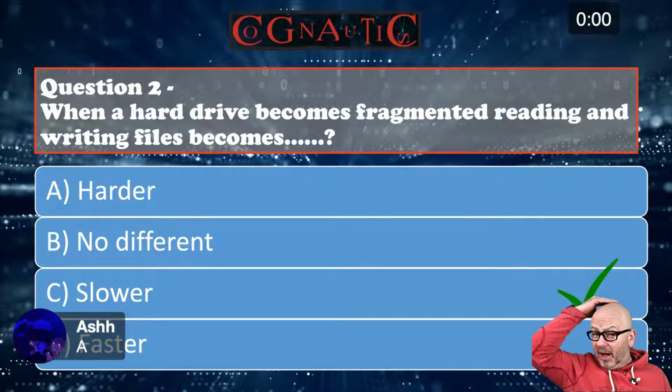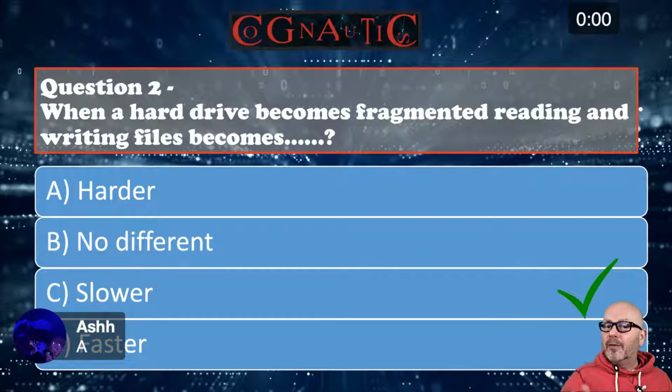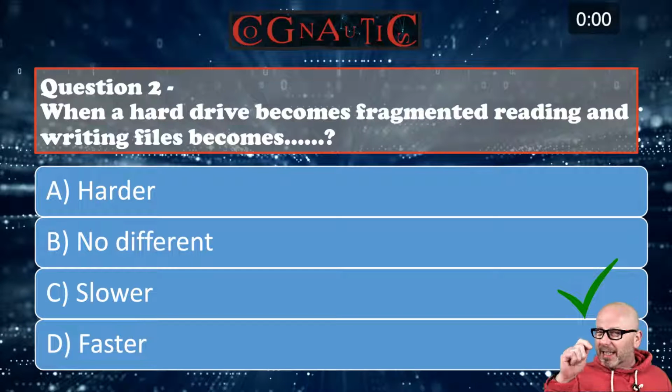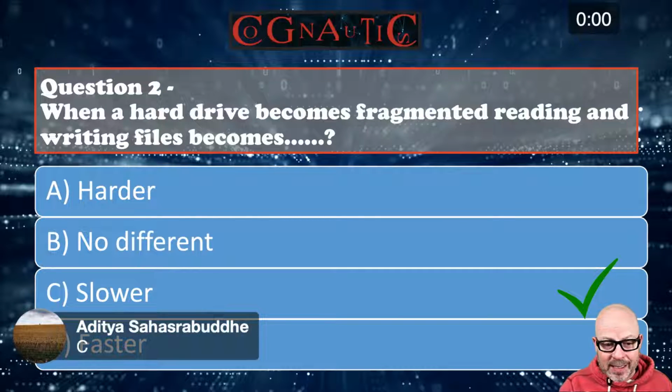Those of you who put A, I think that's also correct, because writing files becomes harder for the CPU because it's got to find it. But they're going to be looking for the fact that it's slower. That's the focus here. I think harder was a sensible answer, actually. So all of those of you who put A, I think that's a smart answer. But in the exam, they're looking for the fact that it is C because it's slower. No different was a wrong answer. Yeah, it becomes slower. It's just harder to do.